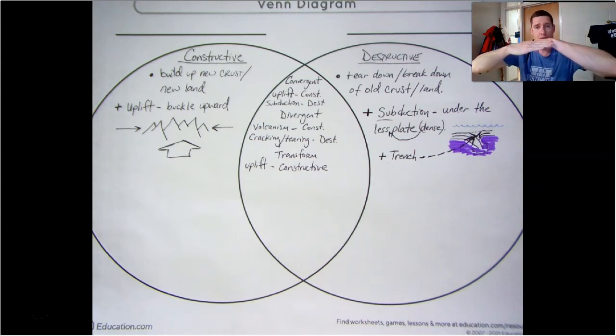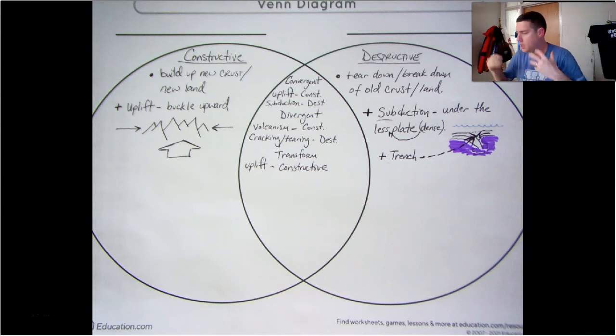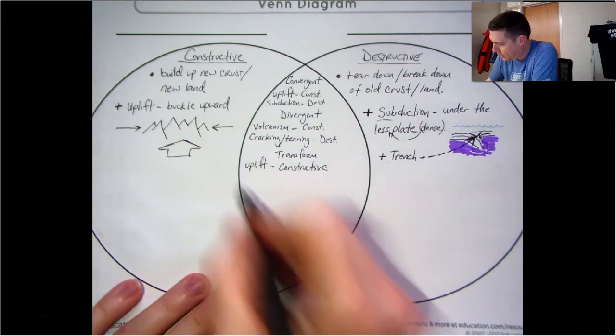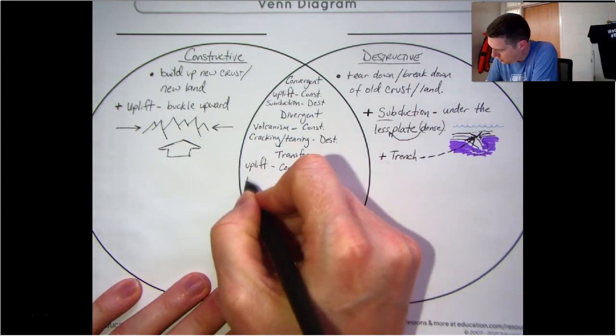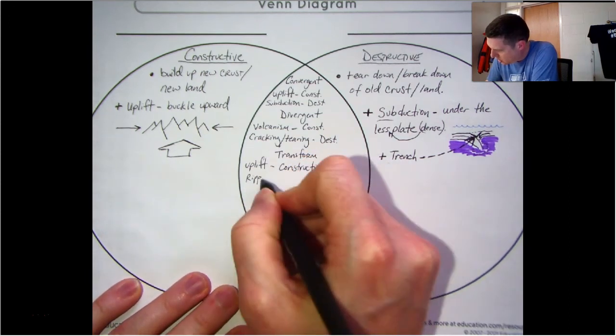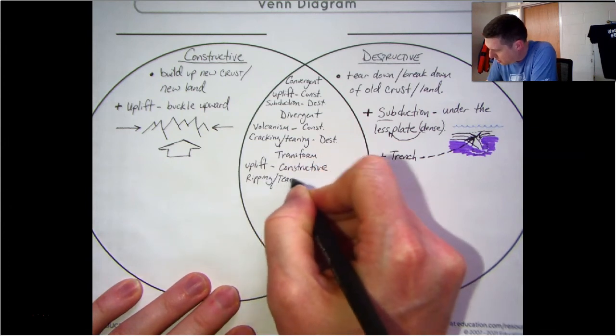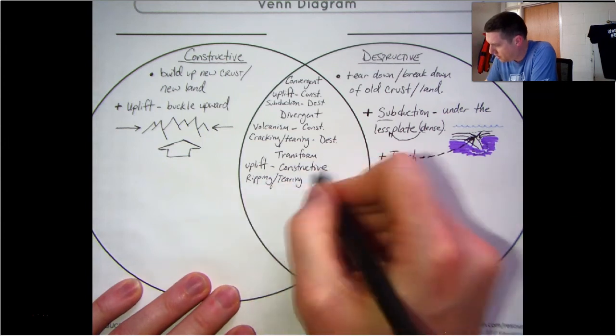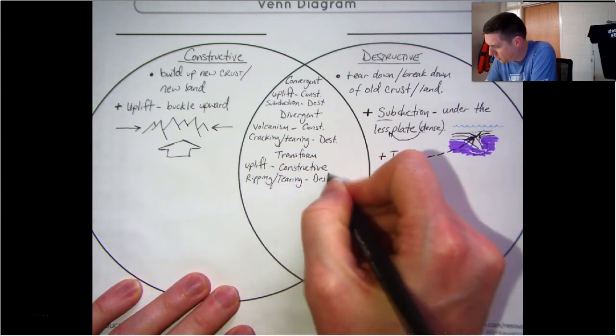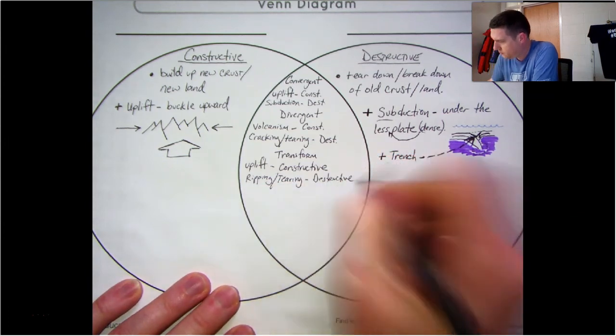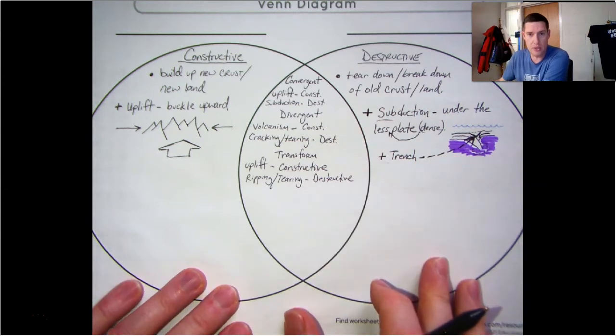But of course, you have that ripping and that tearing and that sliding past and catching and then releasing violently. You have those types of actions at a transform boundary. So the ripping and the tearing across and along that boundary, that's definitely destructive.